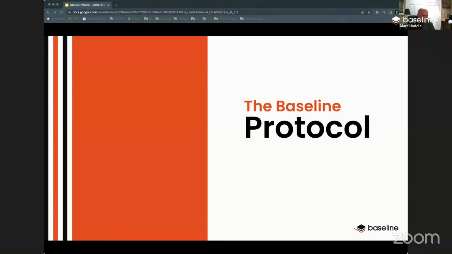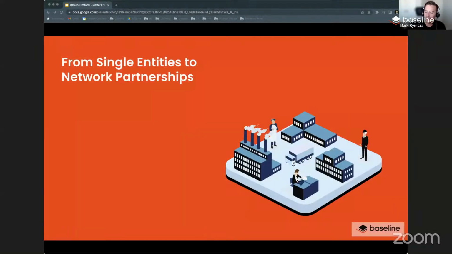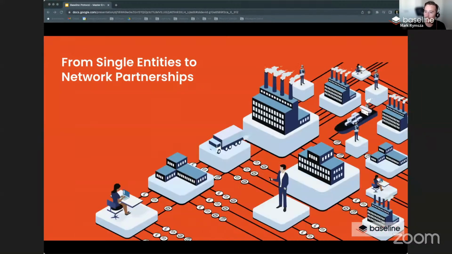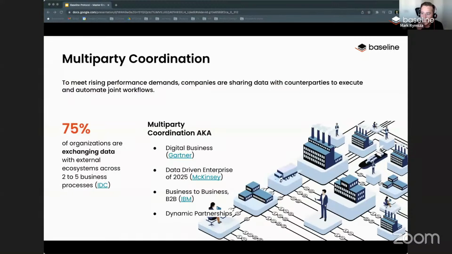So just like I said, things have been evolving. They've gone from single entities to network partnerships, more and more complex. And the big problem that Baseline is trying to solve is this multi-party coordination issue. And many companies are already trying to solve for this. 75% of organizations are already exchanging data with external ecosystems, but there are a lot of problems that arise from sharing data, and a lot of them are very common for anybody who works in IT. The California Privacy Act, GDPR, things like this, and just wanting to keep your private information private.